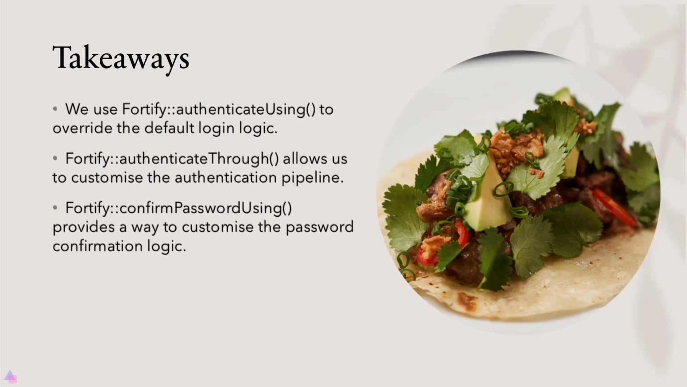Key takeaway for this lesson, we use the Fortify authenticate using method to override the default login logic. The authenticate through method allows us to customize the authentication pipeline. So in case we want to add additional action in between the authentication pipeline, we can do so using this method. The confirm password using method provides us a way to customize the password confirmation logic.